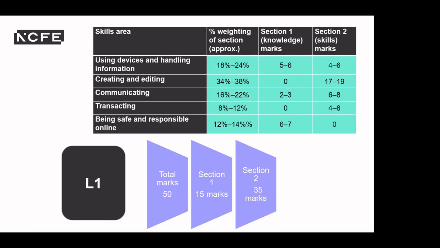And here we have the same for level 1, the weightings. And what you'll notice is that using devices and handling information is no longer the highest weighted. At level 1, it's the creating and editing section, which is not assessed at all in the knowledge section. It is assessed completely through that skills section. And obviously you've got the weightings for all of the content areas and how they're assessed in the skills or knowledge sections.